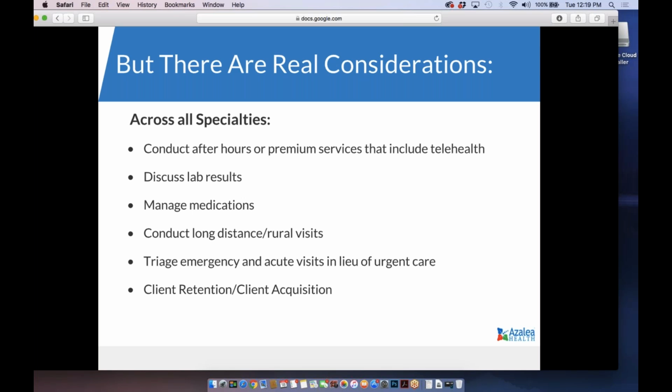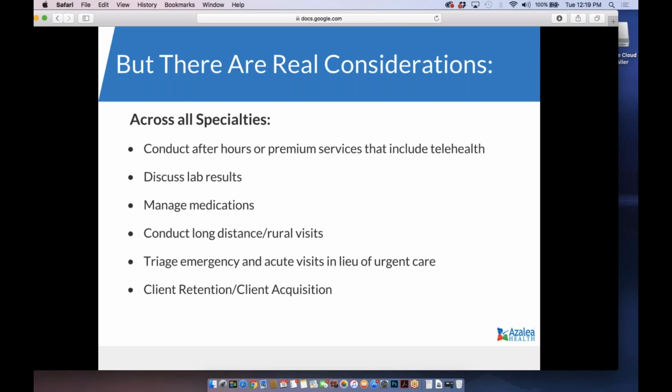Conducting long-distance and rural visits, that's an obvious application. Triaging emergency and acute visits in lieu of urgent care. This is the urgent care solution. This is going to eventually kill the minute clinics of the world, I believe. In 10 years, I think we're going to see a significant reduction in the number of minute clinics, because this is a service that could be provided by most primary care providers.